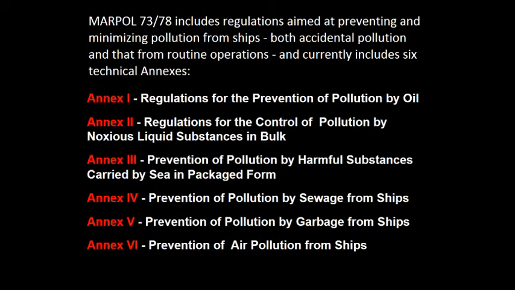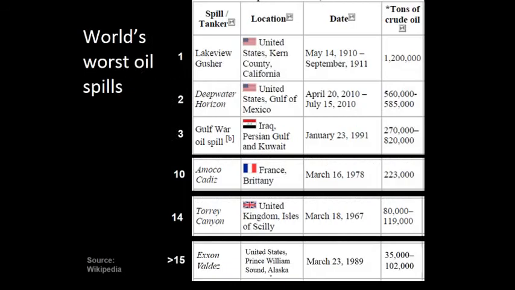6 technical annexes: Annex 1, oil; Annex 2, noxious liquid substances in bulk; Annex 3, harmful substances in package form; sewage is Annex 4, Annex 5, garbage, and Annex 6 is air pollution. And countries can sign up to different annexes. So, but oil being the one that gets most, the biggest ticket item.